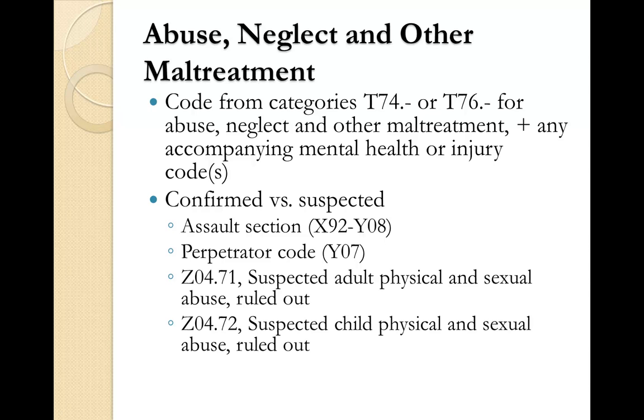Abuse, neglect, and other maltreatment, we've always had some guidelines on these. Just to indicate that you're going to get a T code first, and then you'd have any sort of accompanying injury or anything that's going on there. And you also get a code for the assault and the perpetrator. And then here they do have Z04.71 and 72 for suspected abuse that has been ruled out. So we only want to code it if it's confirmed. So if it's been ruled out, that just gives some additional information as to why they may be running some additional tests to make sure that it was not abuse.